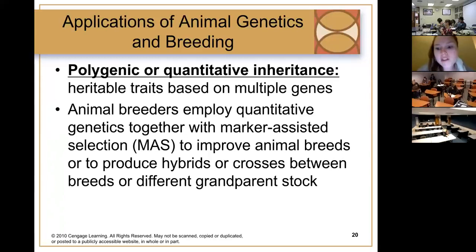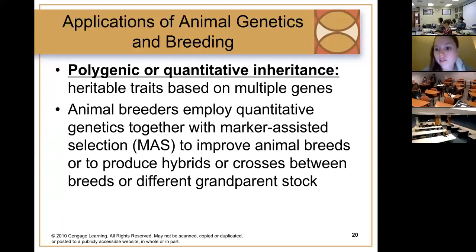Animal breeders employ quantitative genetics together with what's called marker-assisted selection, or MAS, to improve breeding or to produce hybrids or crosses between different breeds or different grandparent stock. If they have the genome of an animal, they can look at the different genes that those animals have and then decide which ones you want to breed to each other to get a specific outcome.